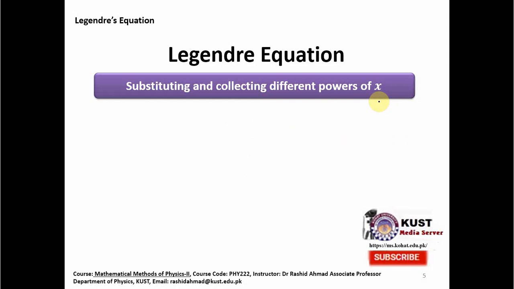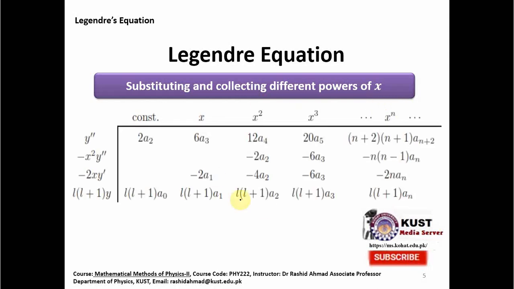So let's do this, and we have this table over here, where you can see in the column that we have the different types of terms, that is y double prime, minus x square y double prime, minus 2xy prime, and L into L plus 1 into y, and this is the type of the term we are having. For example, we have a constant term, or a term involving x, or a term involving x square or x cube, and up till xn. So let's understand how this comes about.